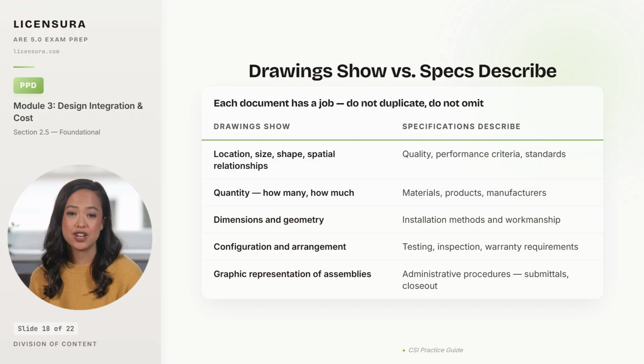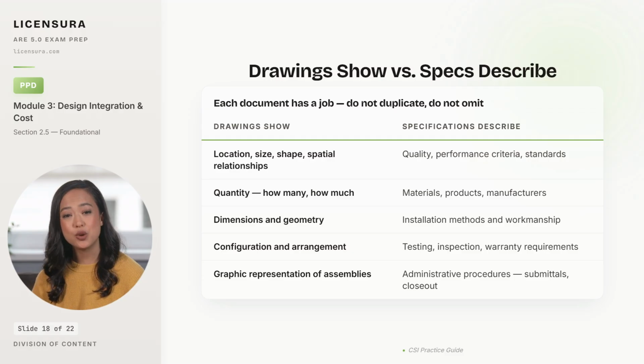Drawings show configuration and arrangement of assemblies. Specs describe the testing, inspection, and warranty requirements that prove the assembly meets the standard. And finally, drawings show graphic representation of the building, while specs describe the administrative procedures like submittals, shop drawings, mock-ups, and project closeout that govern how the contractor delivers the work.